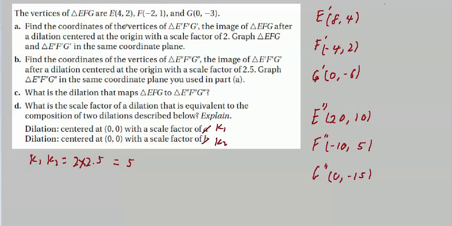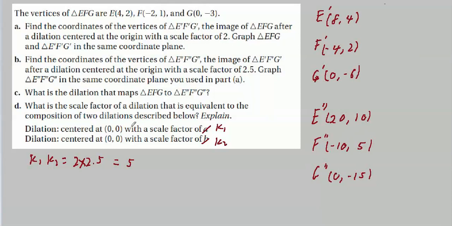F is minus 2, 1. Well, minus 2 times 5 is minus 10. 5 times 1 is 5. Minus 10, 5. Looking good so far. And here, 5 times 0 is 0. 5 times minus 3 is minus 15. And what do we have here? 0, minus 15. So, no big surprise.